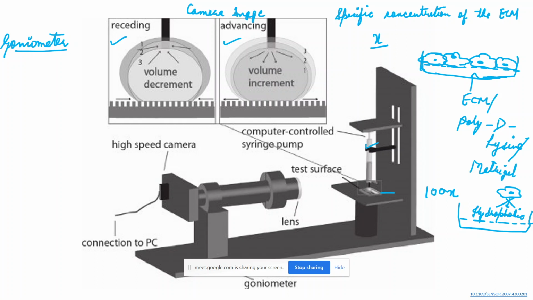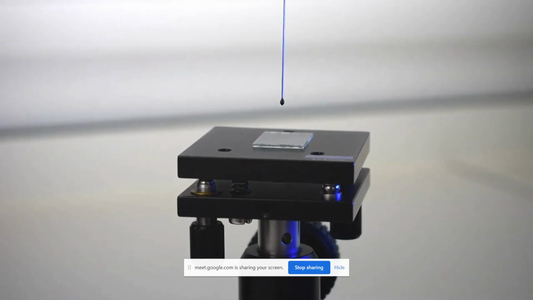So here, as you can see, this is the tip of your syringe pump, and this is your test surface, and this is the liquid which has been dispensed. Since you have recorded the movie already, you can play it in reverse order, and you can see what is happening when the volume is decreasing, and when the volume is increasing, when the pump has dispensed the liquid on the test surface. So there's a video which I can show you, so you can appreciate how a goniometer works.